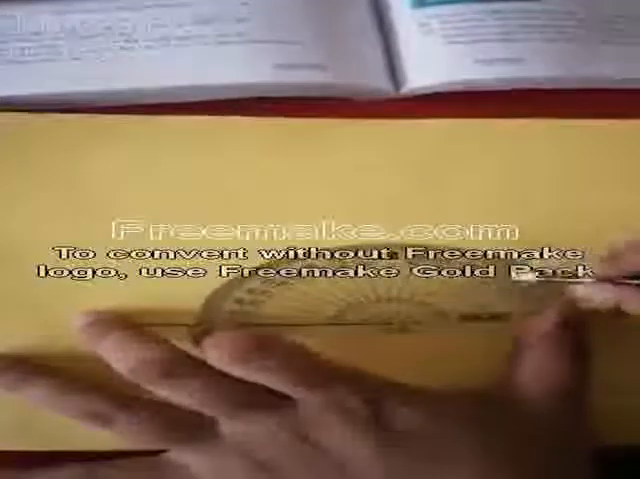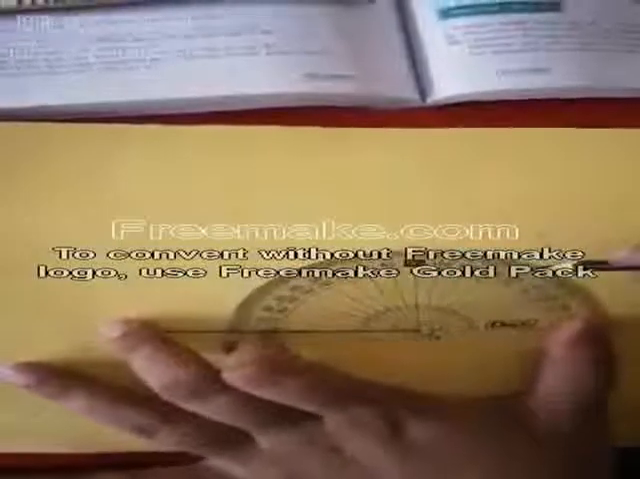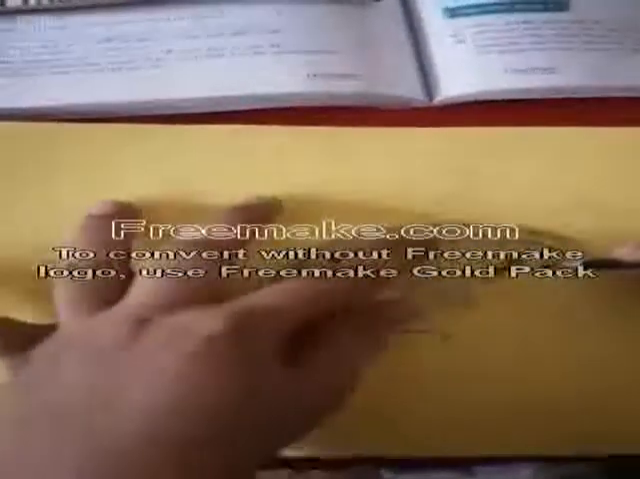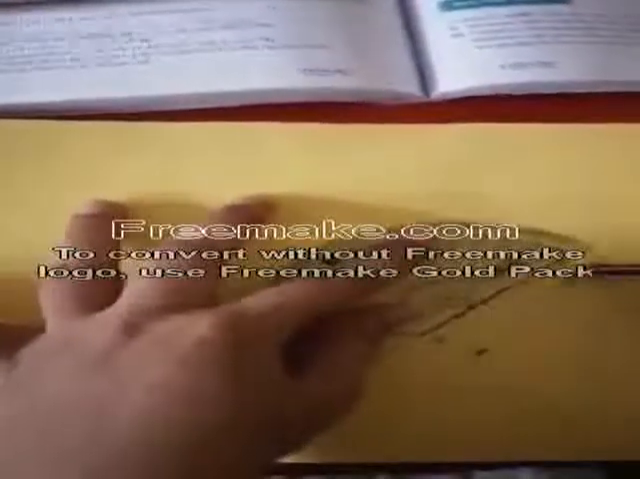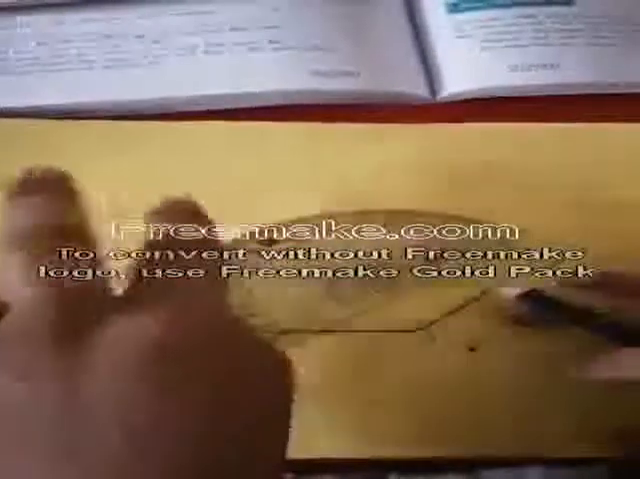So this is 130 degree. 0, 10, 20, 30, 40 and 90, 100, 110, 120 and 130. So here I am just going to mark it. Okay, 130 degree, right? Now our next step, this is angle ABC of 130 degree.